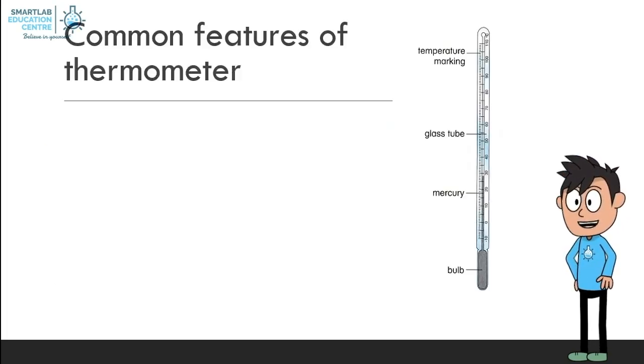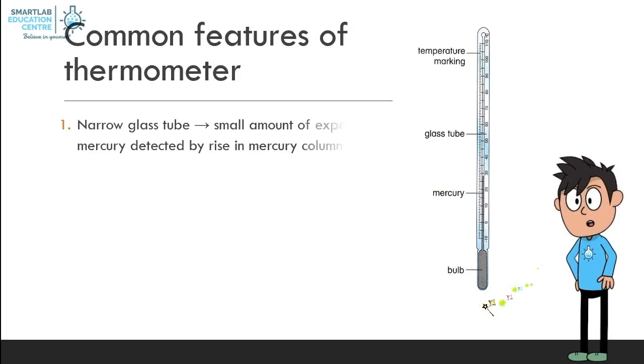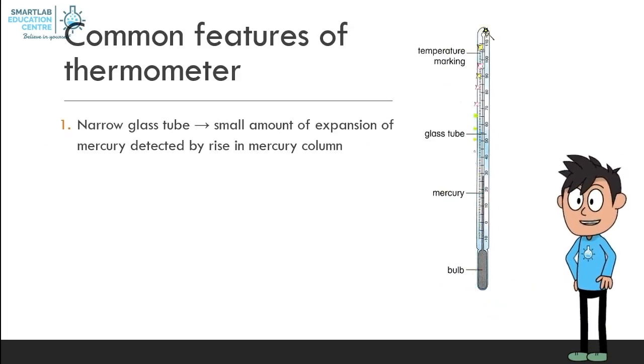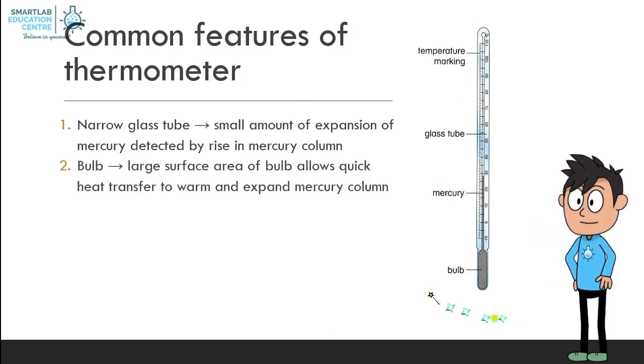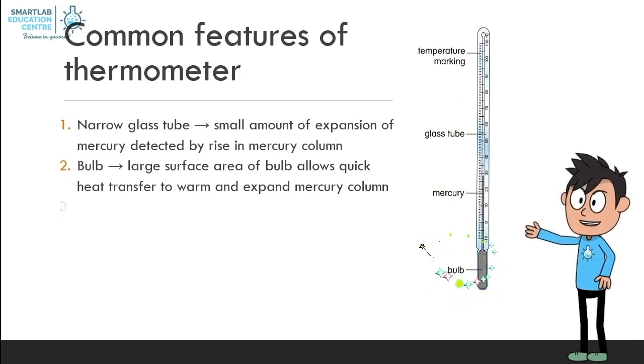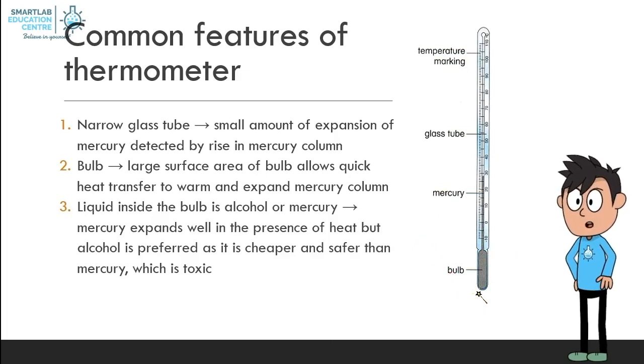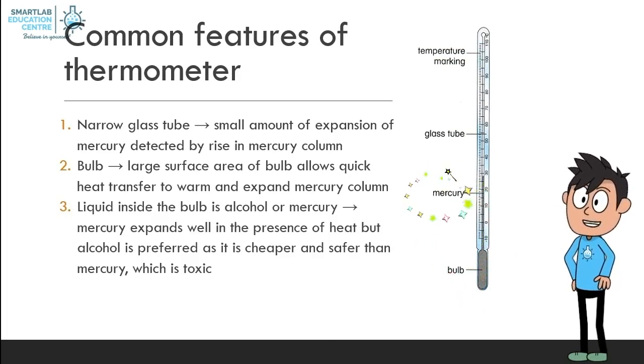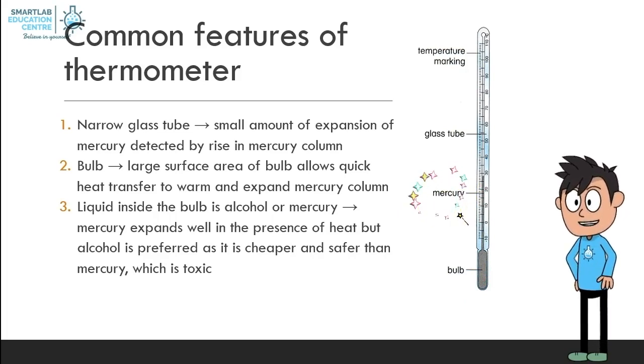Some common features of a thermometer. Narrow glass tube. It allows a small amount of expansion of mercury, which is detected by the rise in the mercury column. Bulb. The large surface area of the bulb allows for quick heat transfer to warm and expand the mercury column. Alcohol or mercury. Mercury expands well in the presence of heat, but alcohol is preferred as it is cheaper and safer than mercury, which is toxic.